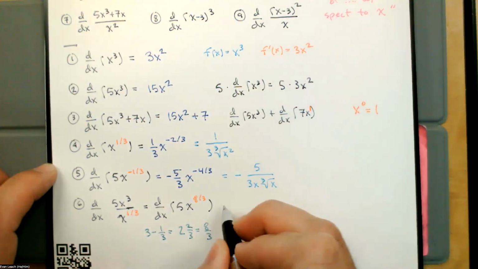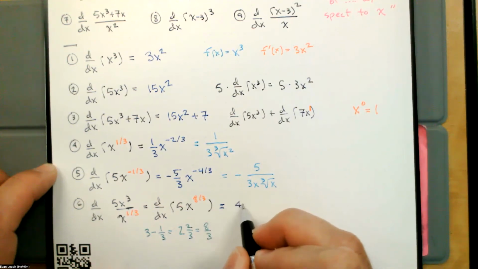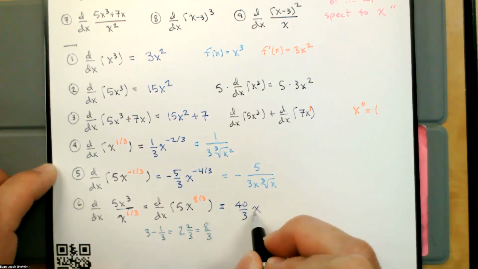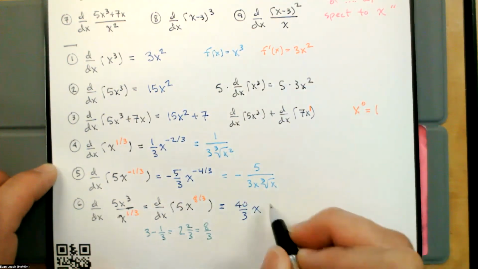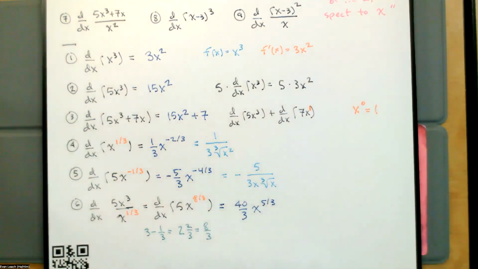And so what is the derivative? 40 over 3, x to the 5/3. Subtracting 1 from 8/3 is subtracting 3/3 from 8/3. So that leaves 3 more that we didn't cover.